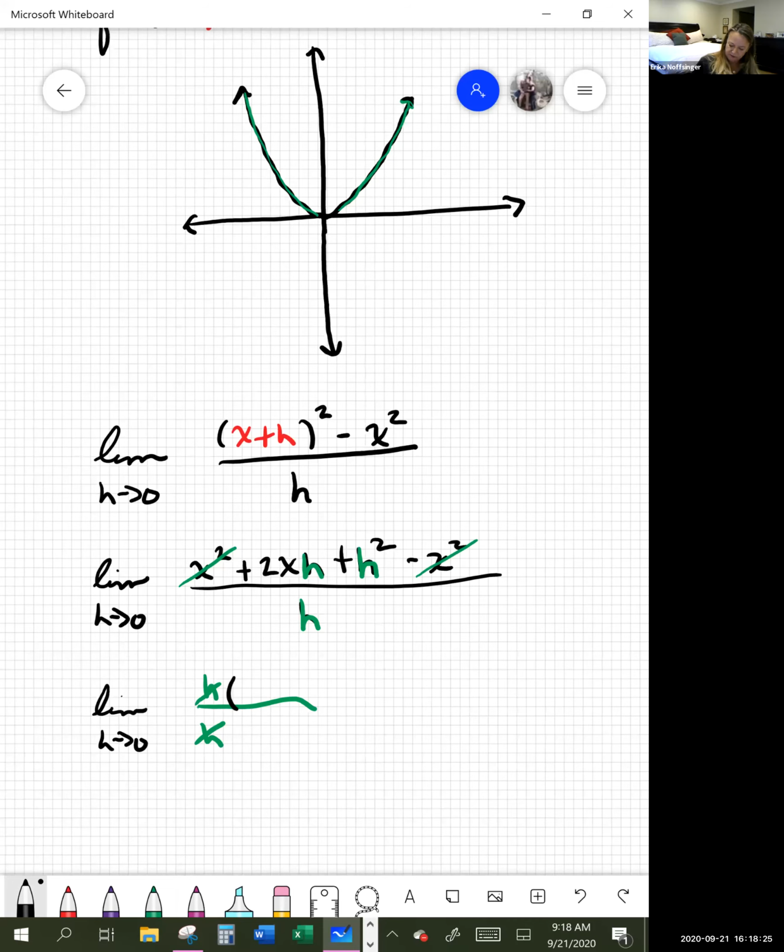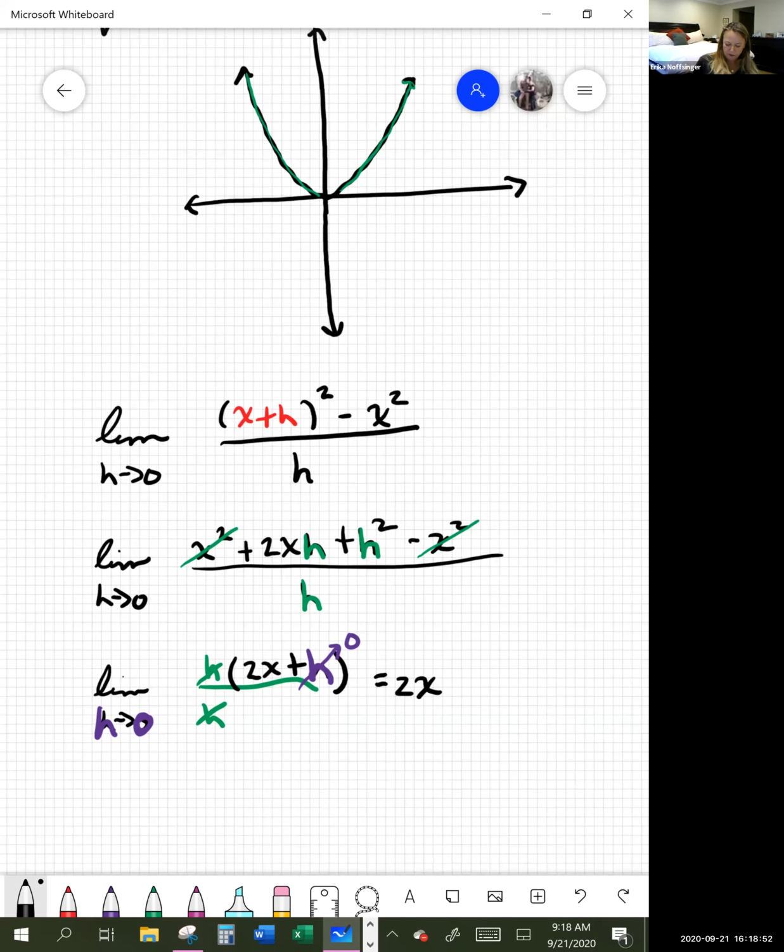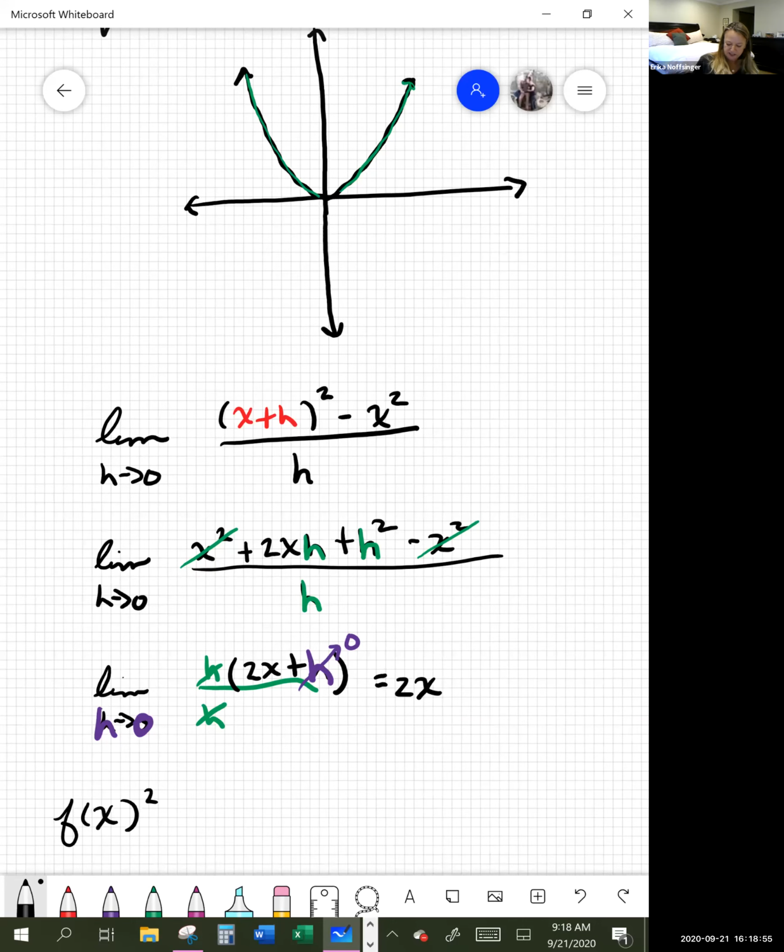If we had done that, we're left with 2x plus h in the numerator. So when we plug in 0, since h is going to 0, this is equal to 2x. So f of x was x squared, and we just found that the derivative, f prime of x, is equal to 2x.